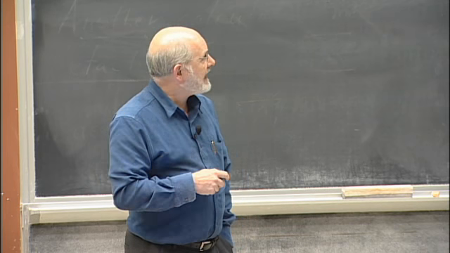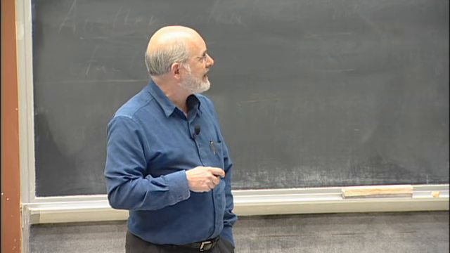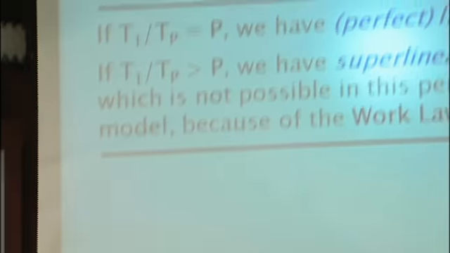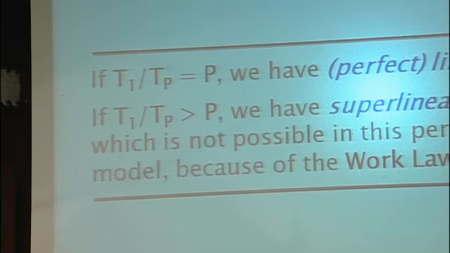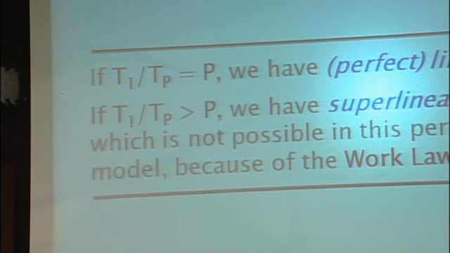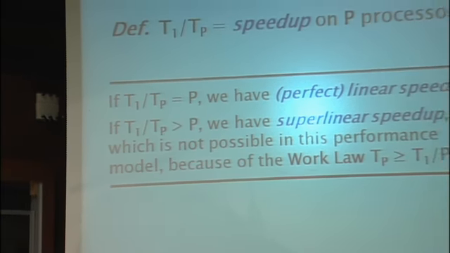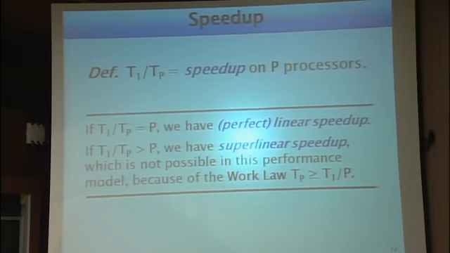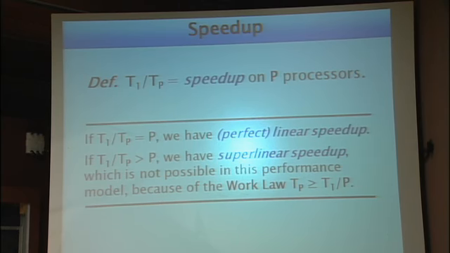Of course, the case I left out is the common case, which is that T1 over TP is less than P. It's very common that people write code which doesn't give them linear speedup. But we're mostly interested in getting linear speedup here. That's our goal, so that we're getting the most bang for the buck out of the processors we're using.